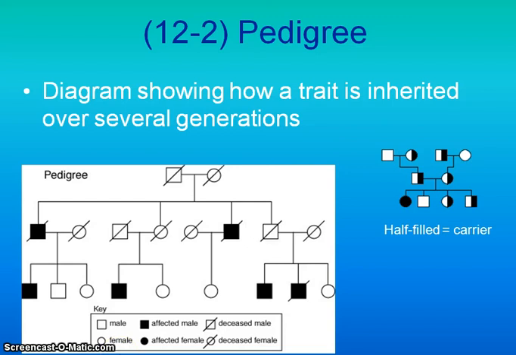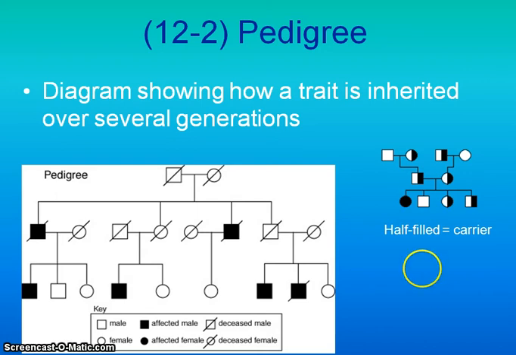Chapter 12, Section 2 begins with pedigrees, which are just diagrams that show how a trait is inherited over several generations. So pedigrees can be used to track pretty much any genetic characteristic that you want to look at through the years of a particular family, but you mainly are going to use them to track genetic disorders.